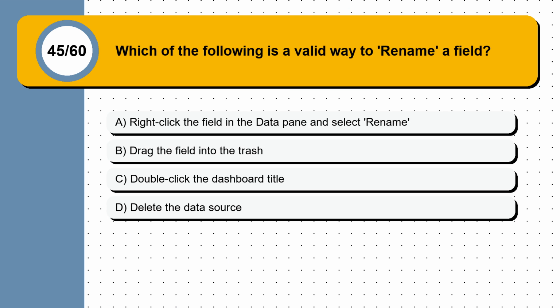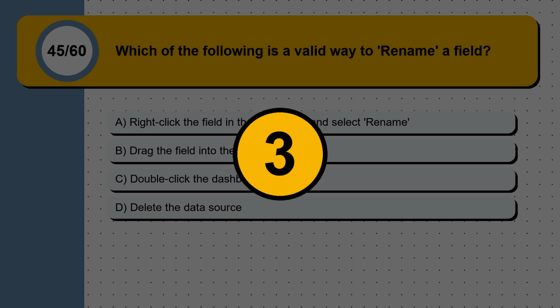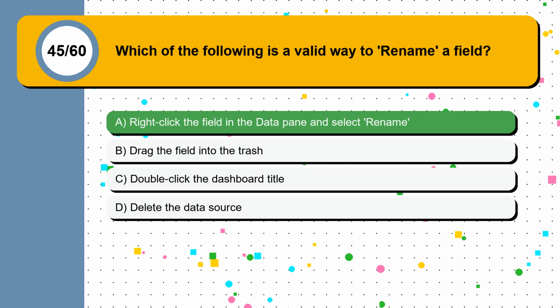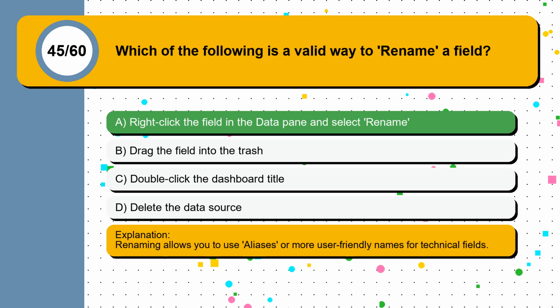Question 45. Which of the following is a valid way to rename a field? Option A. Right-click the field in the data pane and select Rename. Option B. Drag the field into the trash. Option C. Double-click the dashboard title. Option D. Delete the data source. The correct answer is option A. Right-click the field in the data pane and select Rename. Renaming allows you to use aliases or more user-friendly names for technical fields.